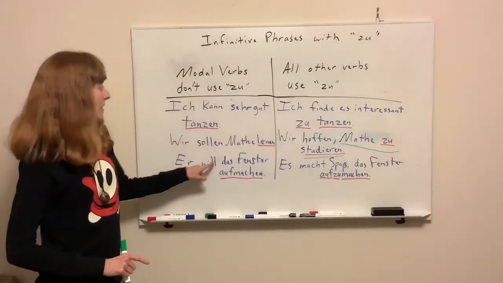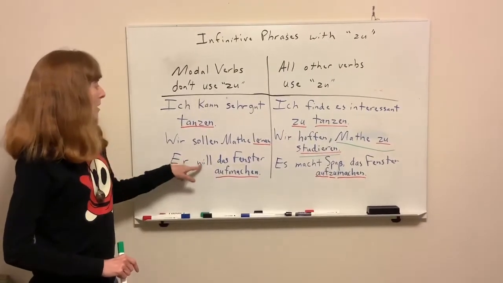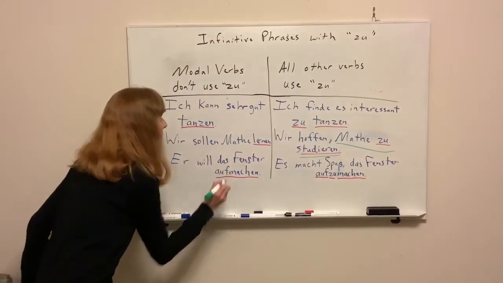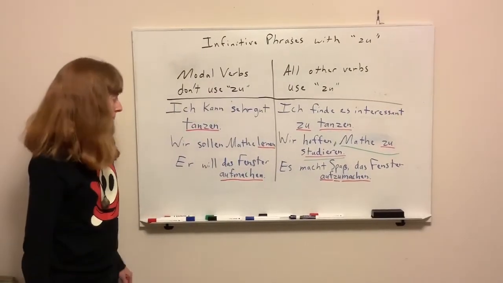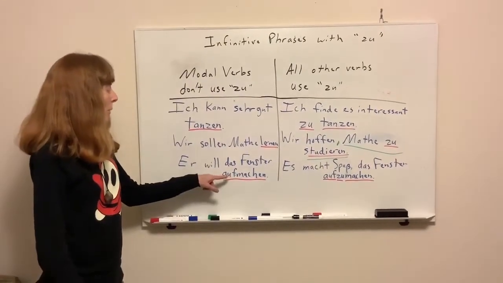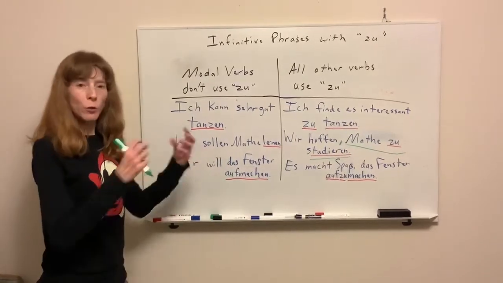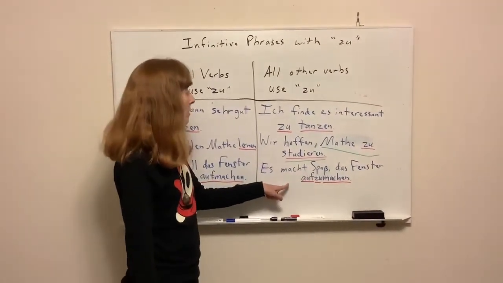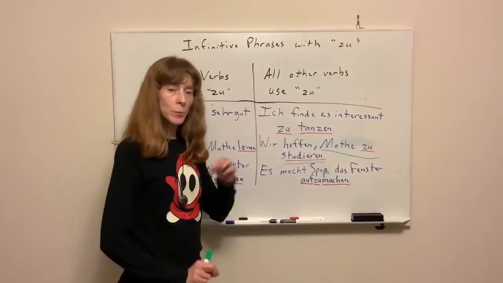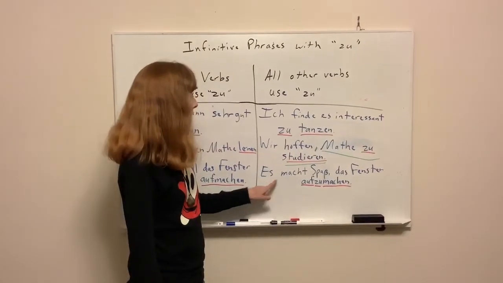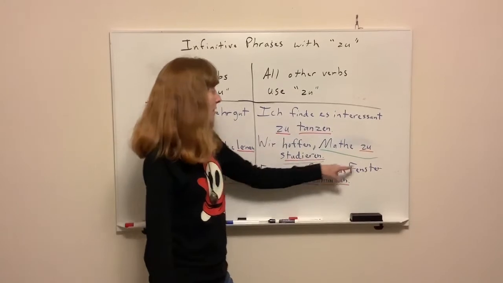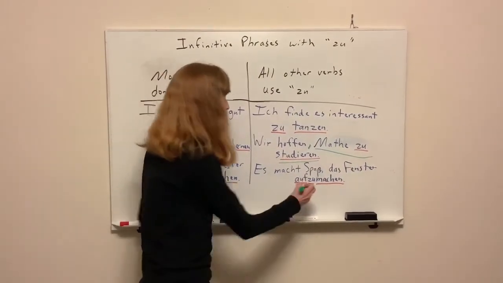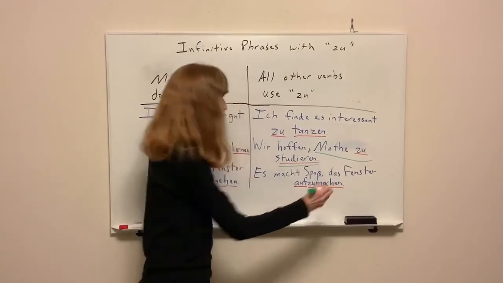Okay, last one. Er will das Fenster aufmachen. He wants to open the window. Notice our verb is at the end. This is a separable prefix verb. So, if this had not been a modal, you know I would pull it apart. We're going to do that over here because just like the past tense where we had to put a ge in there, es macht Spaß, das Fenster aufzumachen. This is still an infinitive at the end.